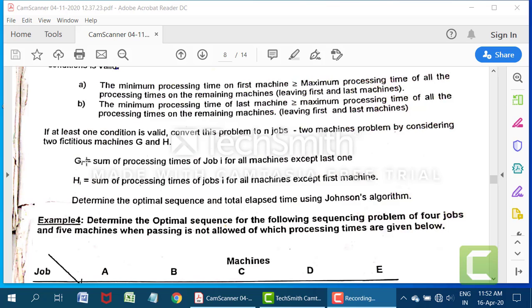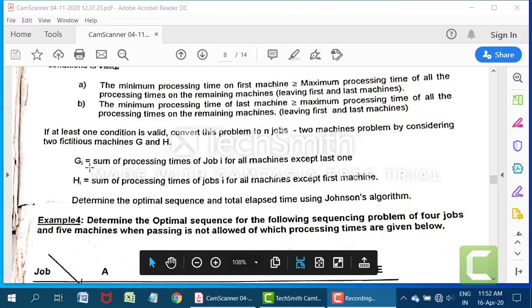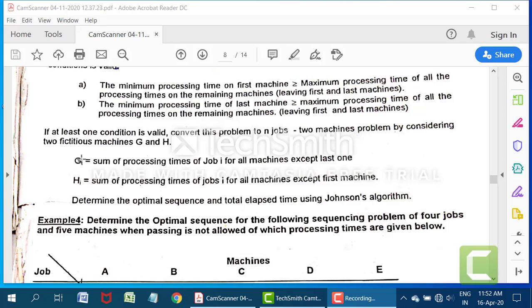So here also two machines must be assumed. Instead of 5 machines, we will assume only 2 machines, G and H. So processing times for these imaginary machines will be computed like this. For G, the sum of the processing times of job i for all machines except the last one. Leave the last machine data. Sum up all the processing times from the first machine to the last but one machine. You get processing times for G. Similarly for H, leave the first machine A. Omit the first machine. Consider only the processing time data on the machines B, C, D, E.